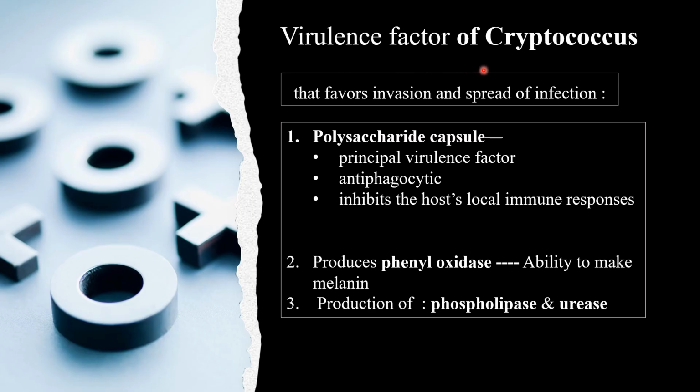The virulence factors of Cryptococcus that favor invasion and spread of infection are: the most important one, the polysaccharide capsule. It is the principal virulence factor. It has anti-phagocytic property. It also inhibits the host local immune responses. Then the ability to produce phenol oxidase, which makes melanin, and the production of phospholipase and urease. So these are the virulence factors of Cryptococcus.